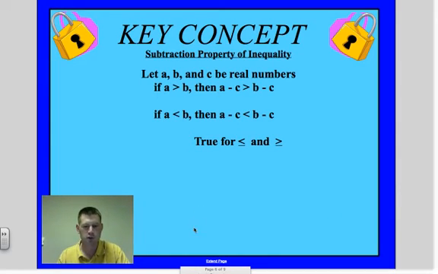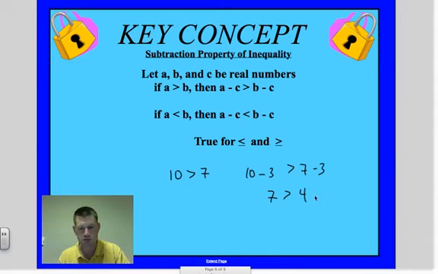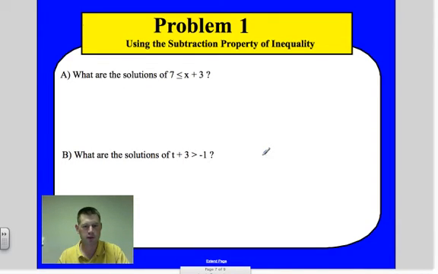Well, as you notice, everything worked out the same way. So whether I add or subtract, it's going to work the same way. If I say 10 is greater than 7, true statement. But if I take 10 minus 3, that is the same thing as 7 minus 3. That makes 7 is greater than 4. Still a true statement. And again, these each all work for greater than or equal to or less than or equal to. So let's look at these problems.